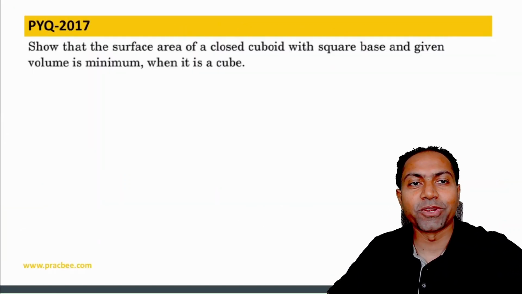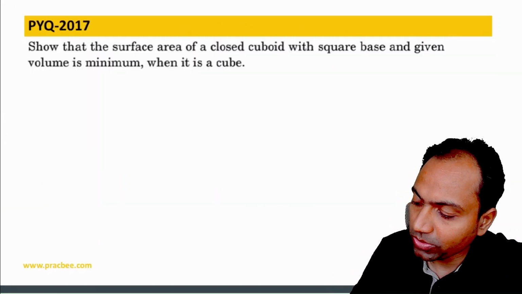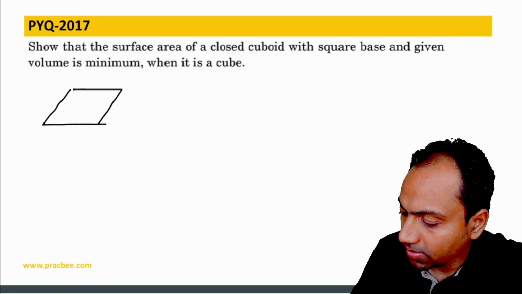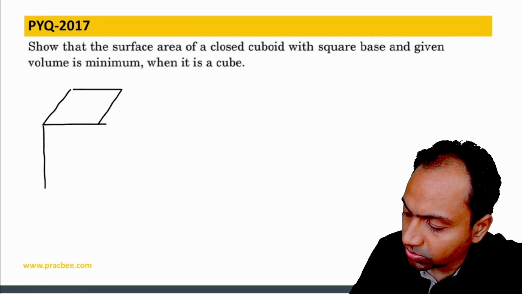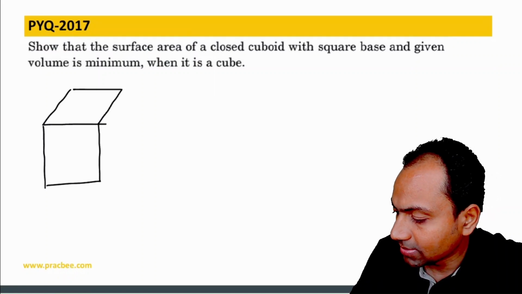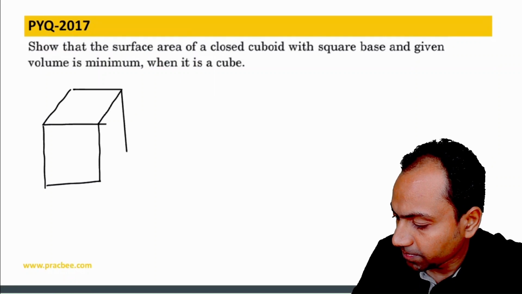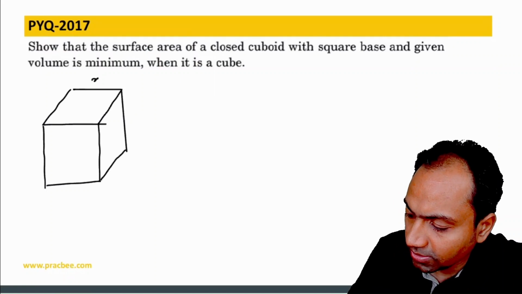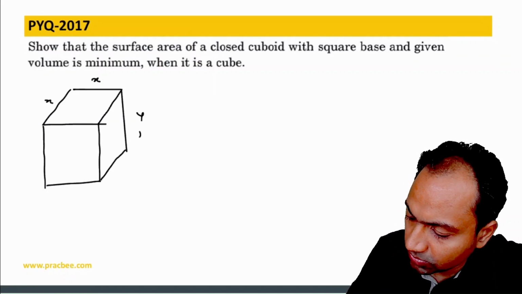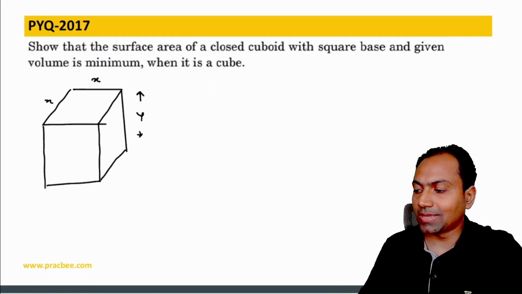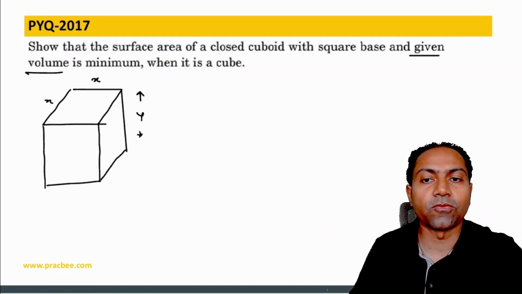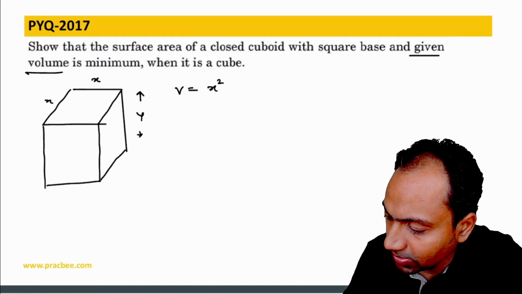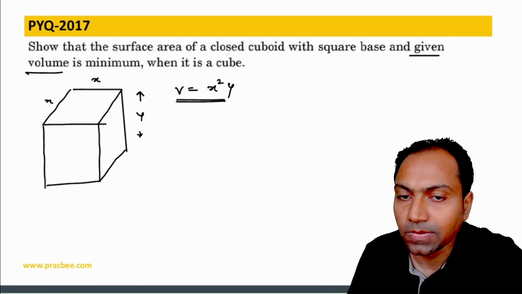Now, if I look into this 2017 question, it talks about a cuboid with a square base. So let us draw it. So this is a square and a cuboid. So the height is different, but in the base, the dimensions are same. So this is how it looks like. So this is x, this is also x, plus this dimension is y. This is what they're talking about. Also, they are saying that of a given volume. So that means the volume is given to us as v, and v will become x square y in this case.